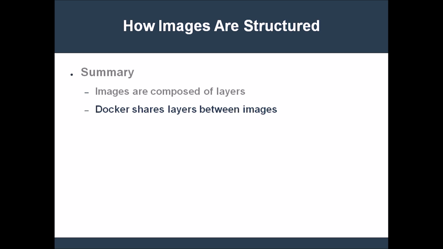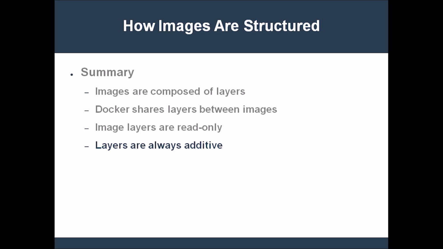Here's a quick summary. Images are composed of layers. Docker shares layers between images. Image layers are read-only, and layers are always additive. Finally, a layer only contains the difference between the original file and the new value.